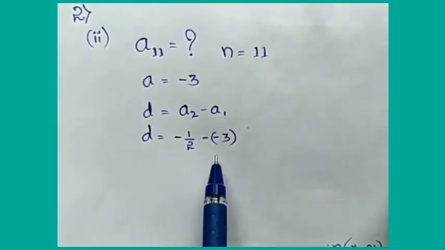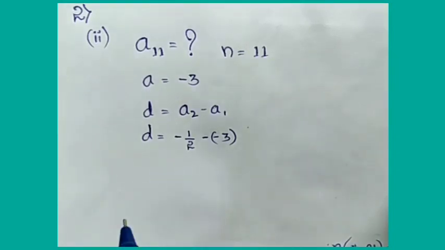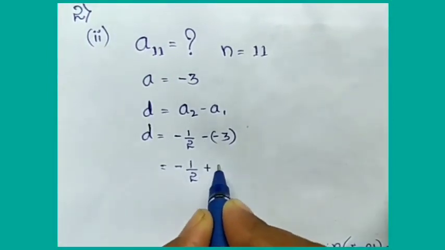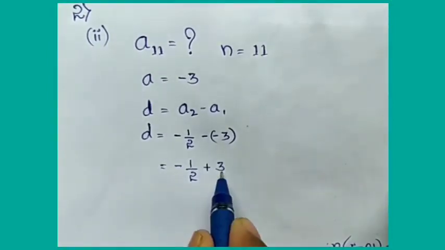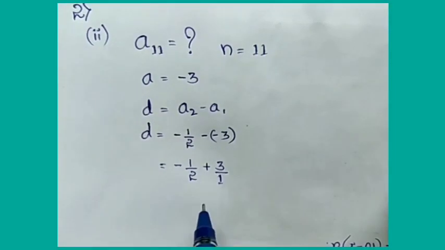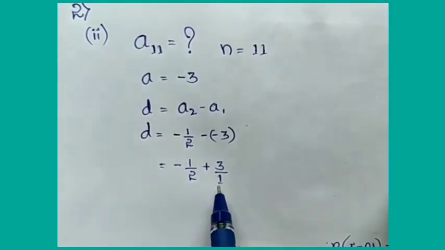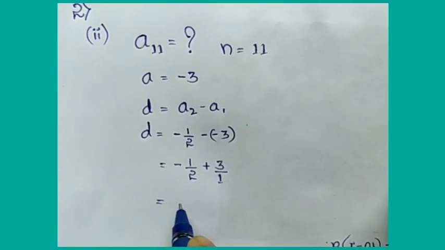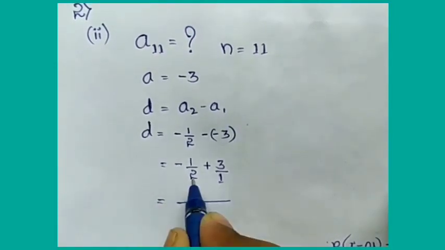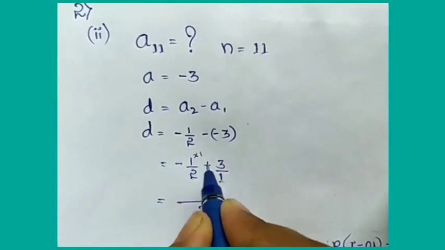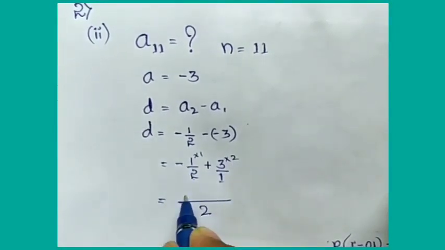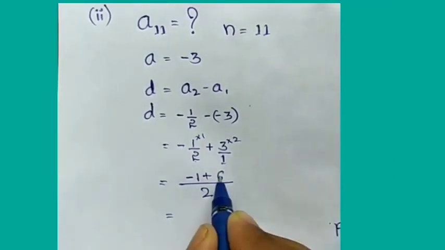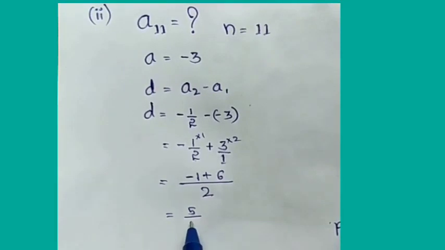So writing is also very important here. Now minus 1 by 2 is there, keep it like that only. Minus into minus becomes plus 3. Plus 3 means what? It is 3 by 1. If there is no denominator, 1 is always the denominator. So it is minus 1 by 2 plus 3 by 1. Take the LCM. The LCM will be 2, because 2 ones are 2, 1 twos are 2. So 1 into 1, minus 1, plus 3 twos are 6. So 6 minus 1 we get 5 by 2.